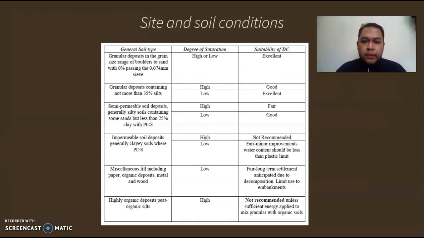And also the next one is miscellaneous fill, including paper, organic deposit, metal, and wood. It cannot be used for dynamic compaction, because it has decomposition in the embankment and long-term settlement. And the last one is soil with organic silts or peat deposit.